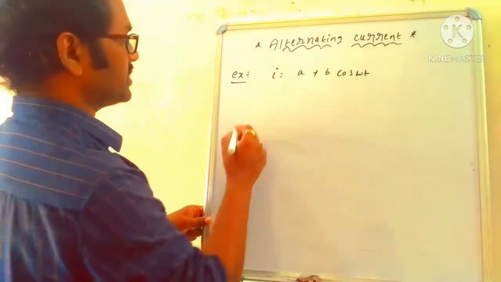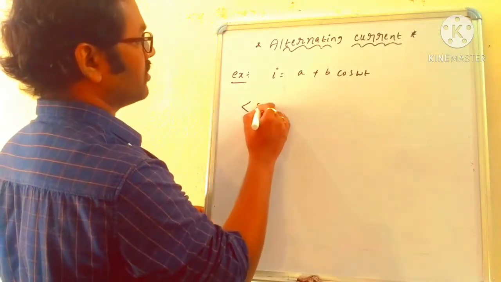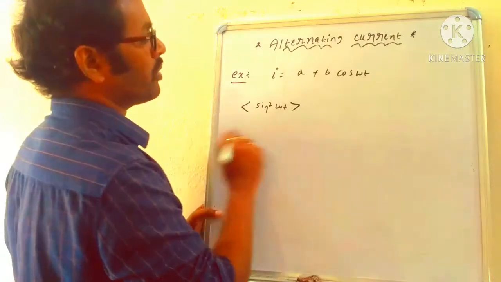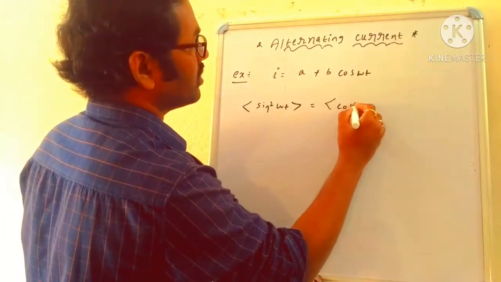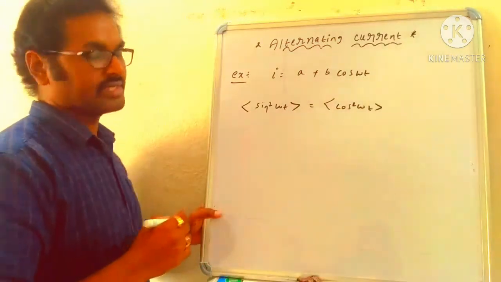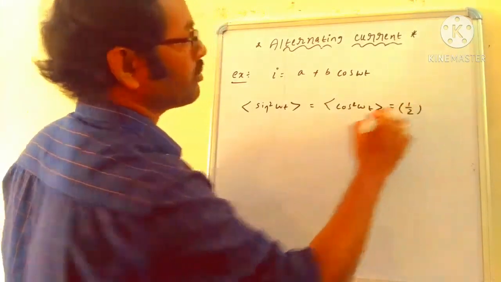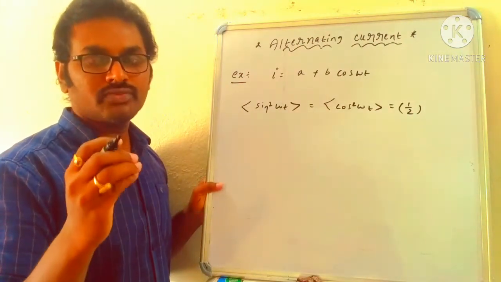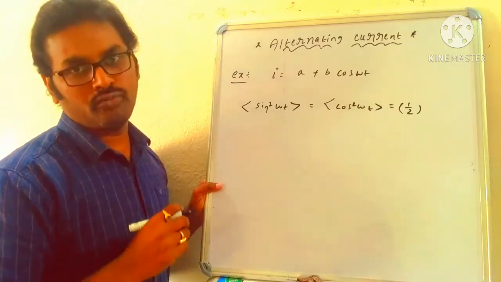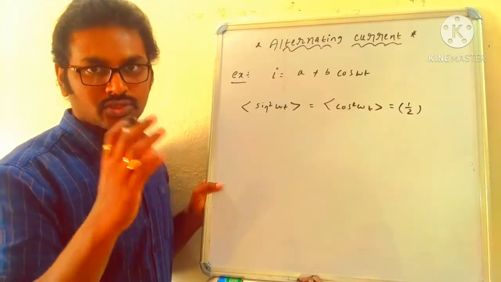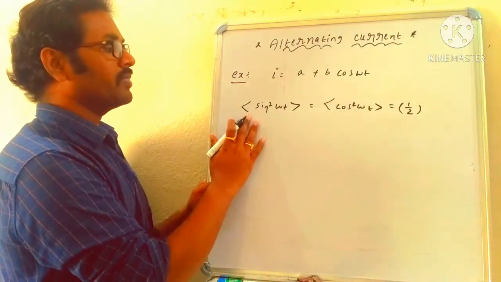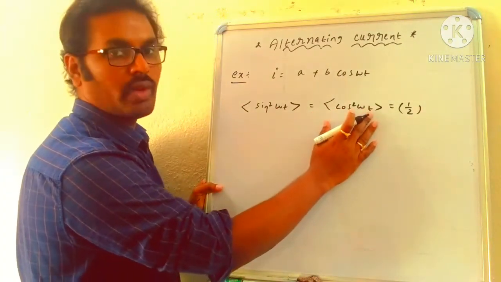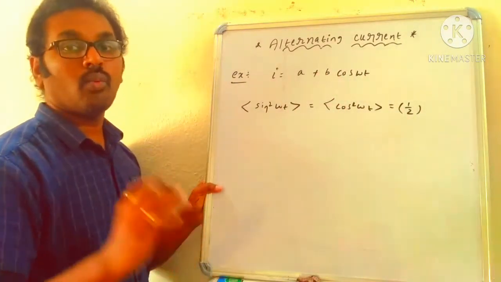Through the process, we have got the average value of sin square omega t, or the average value of cos square omega t, for the complete cycle, which is equal to how much? 1 by 2. Because in the mean square value we got I naught square divided by 2. So the mean of sin square omega t or the mean of cos square omega t is always 1 by 2.